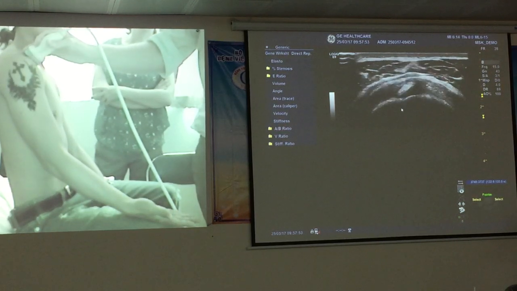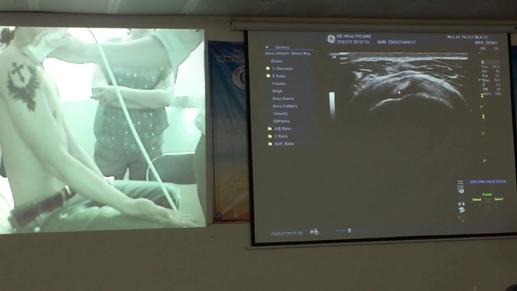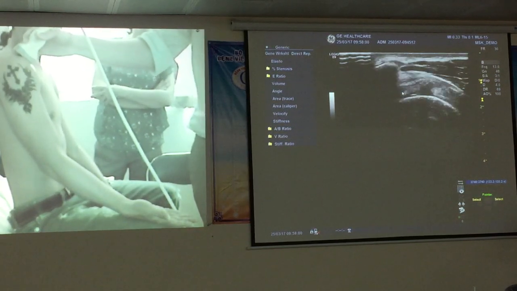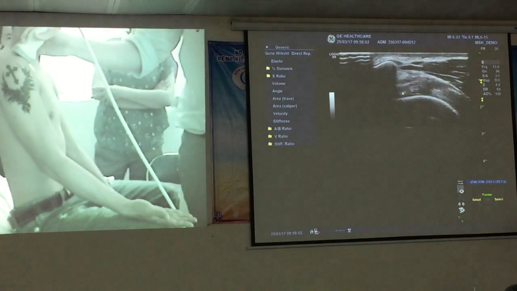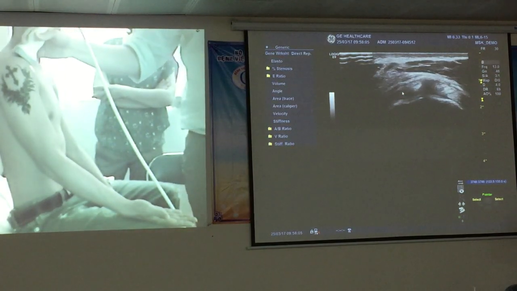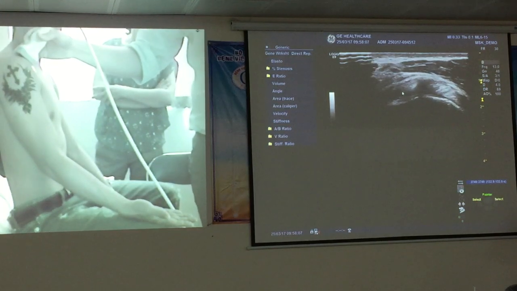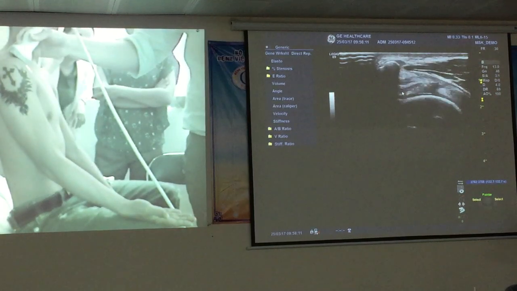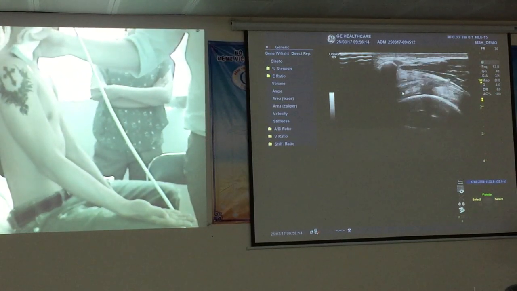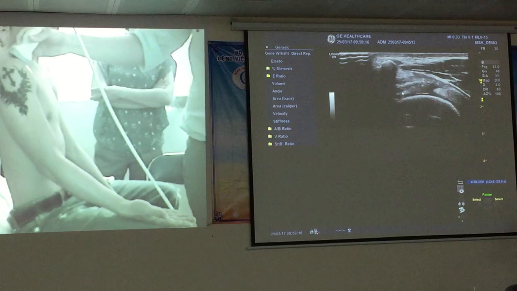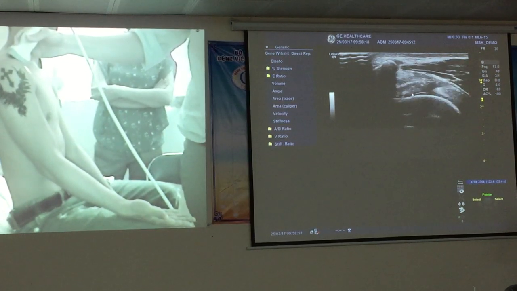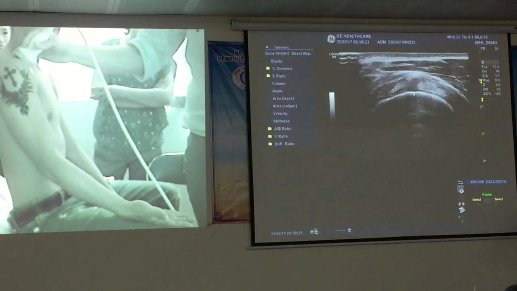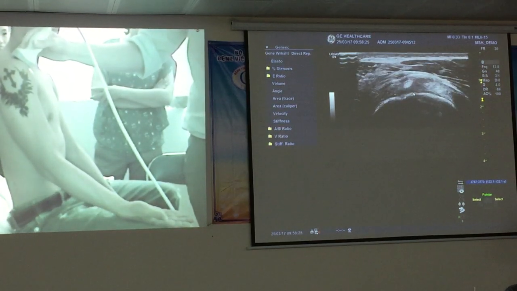And if I come up more proximally, we can see the intra-articular part. And then as we come up higher, that long head of bicep starts to dive into the glenoid, onto the superior labrum. And because of anisotropy and angle, we're unable to see it any further.